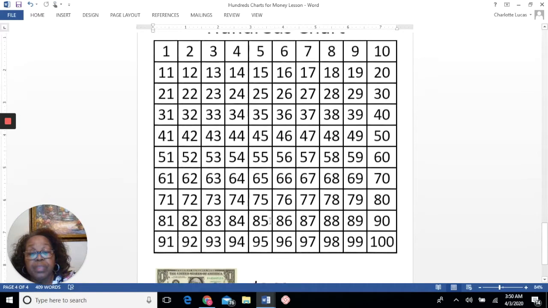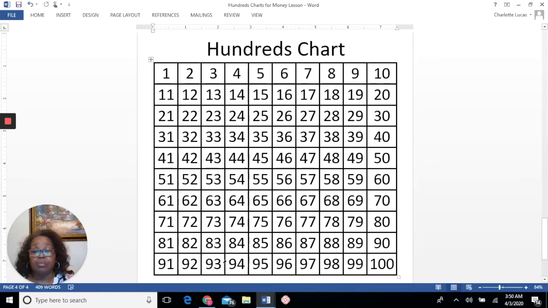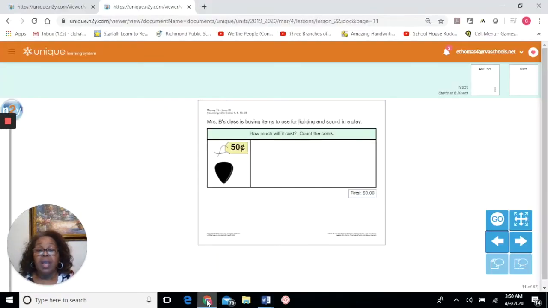All right, so let's solve some word problems. Our first problem today says, how much will it cost? Mrs. B's class is buying items to use for lighting and sound in a play. How much will it cost? Right here, this item costs 50 cents. See your cent sign? No decimal point, 50 cents.